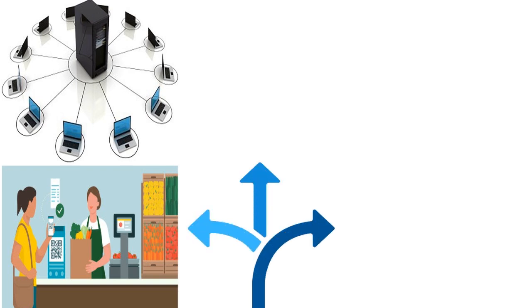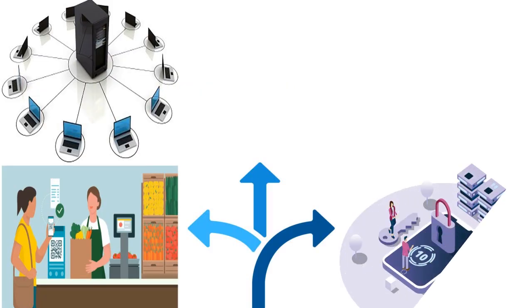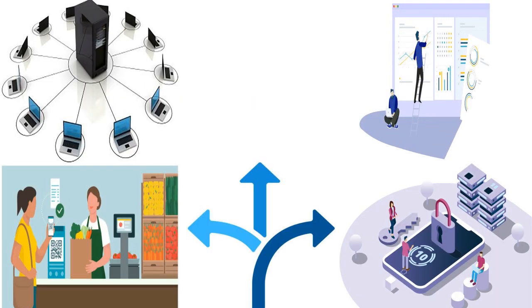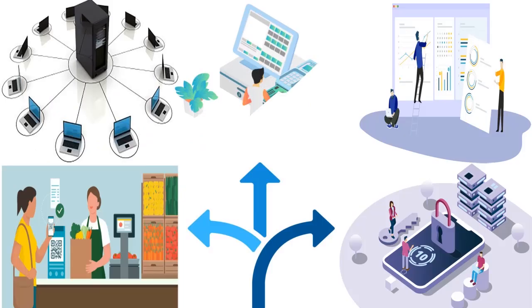So in addition to credit card processing, WorldPay has other offerings which are also quote-based. You have OmniShield Assure, which is a security platform that helps protect businesses from data breaches and fraudulent transactions. You have WorldPay IQ. This analytics and reporting tool tracks payment processing data and lets you view sales data reports and payment processing history. You have StoreCard. StoreCard is a gift card implementation program that can be integrated with your POS system.